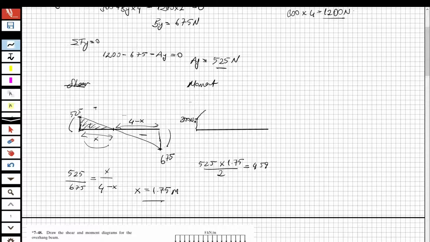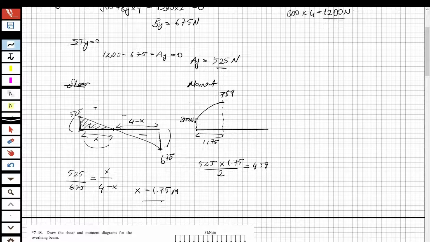And it's going to reach, for example, this is the point, and this is the distance of x. So for example, this is 1.75. Okay, so I'm going to increase by this amount of area. This is 300, and I'm going to add 459, and it's going to be 759.